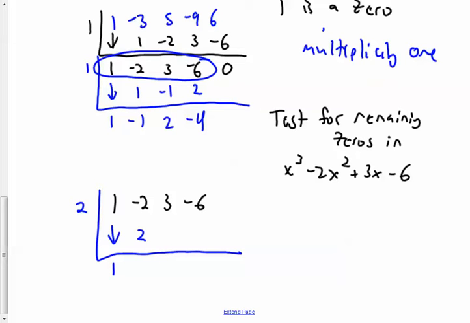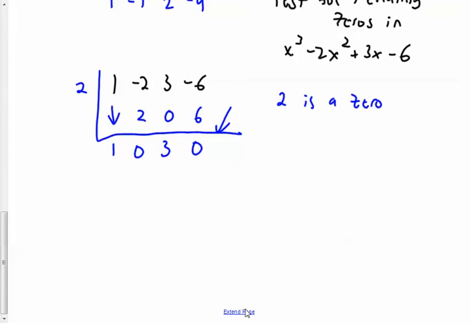1 times 2 is 2, add it down, I get 0. 2 times 0 is 0, add it down, I get 3. 2 times 3 is 6, add it down. And yeah, I can see 2 is a 0 of this polynomial. I could check to see if 2 is a 0 of multiplicity 2. It ends up working out.